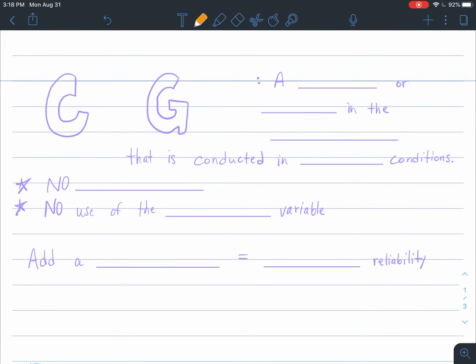The next thing that could provide a limitation in your experiment is called a control group. And a control group is a group or just a trial in the investigation or experiment that is conducted in what we're going to call, I'm going to put quotes around it, "normal conditions."